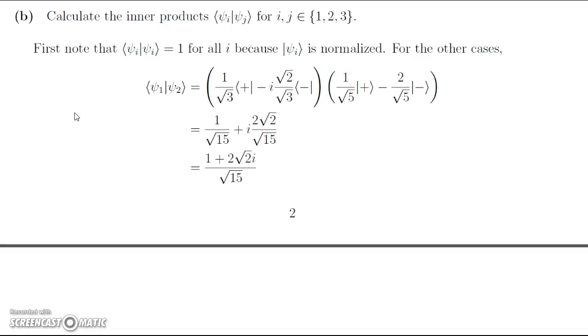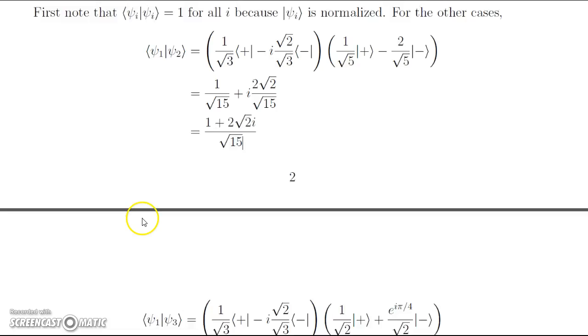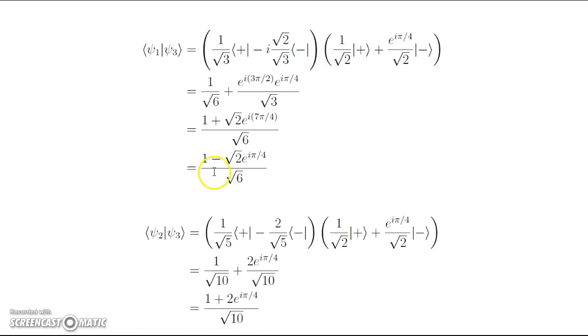So for psi 1 inner product with psi 2, we have 1 over root 3 times positive bra minus i root 2 over root 3 minus bra times the corresponding psi 2 from above, which is 1 over root 5 plus minus 2 over root 5 minus. And when we go through and combine all our terms in one fraction, we get 1 over 2 root 2i all over root 15, which is the corresponding inner product value we wanted. And now similarly, we can go through the next two.